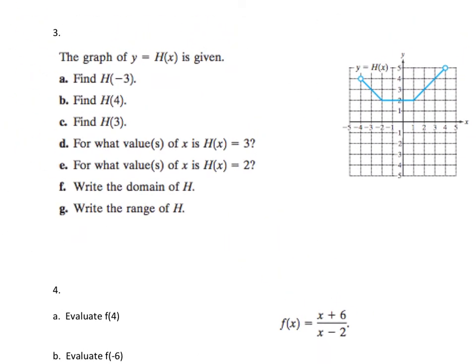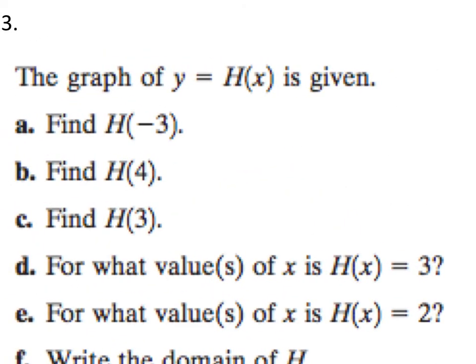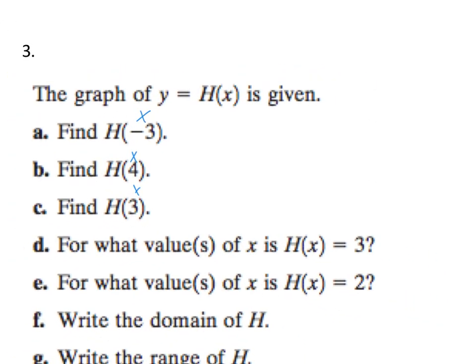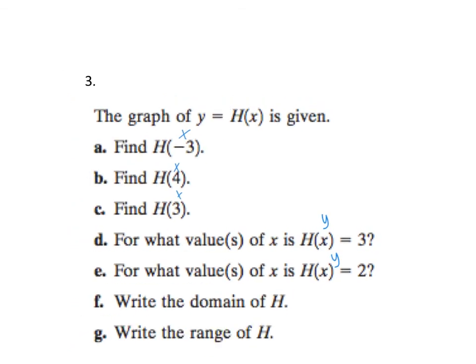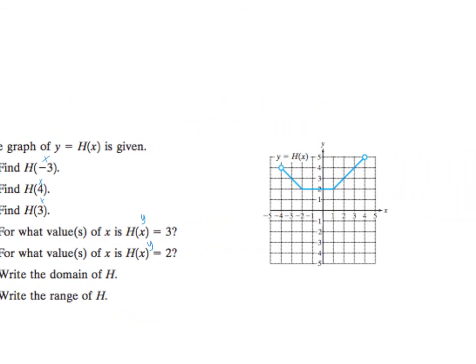So with this image, I have a graph now. The graph of y equals h of x is given to the right. In our first question, we want to find h of negative 3. Remember, the number inside your parentheses is always an x value. So this is an x, this is an x, and so forth. This is a y, and so forth. So in h of negative 3, I go to my visual, which is right here.